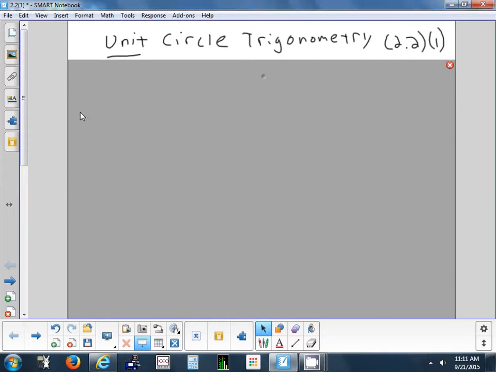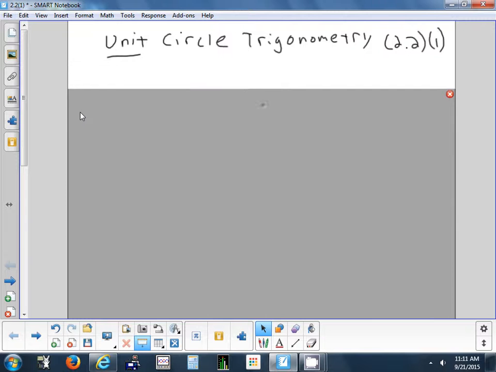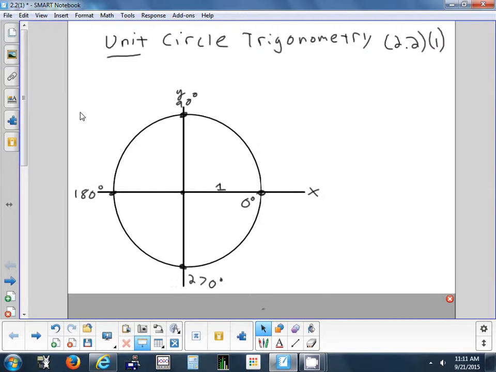Okay, so section 2.2, we're going to do it in 3 days. It's on what's called unit circle trigonometry. I'm just going to start out with that diagram.